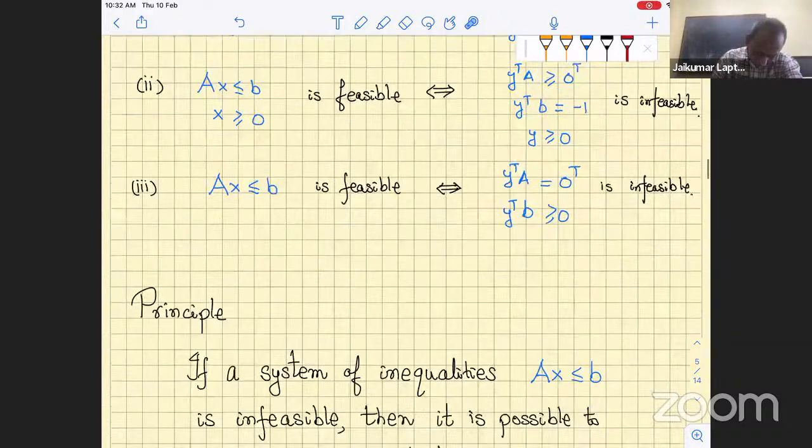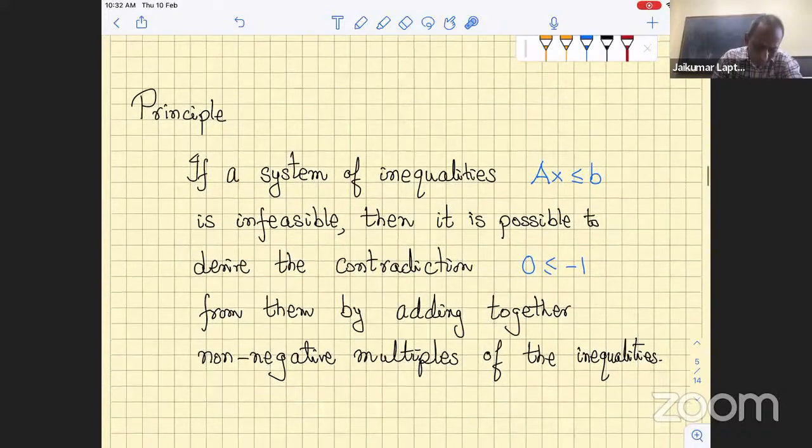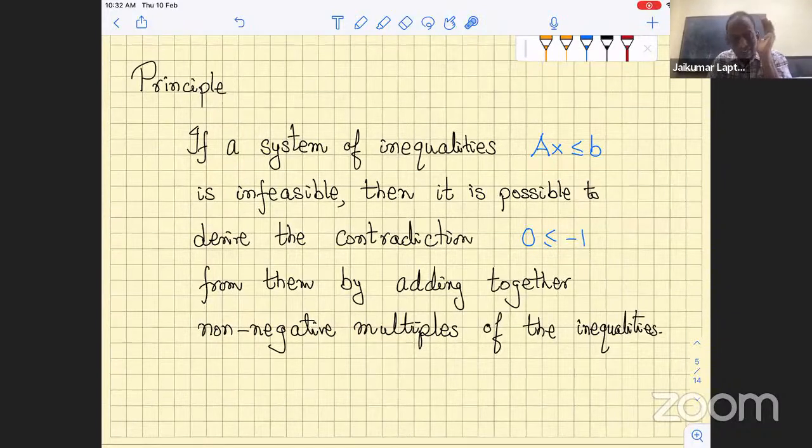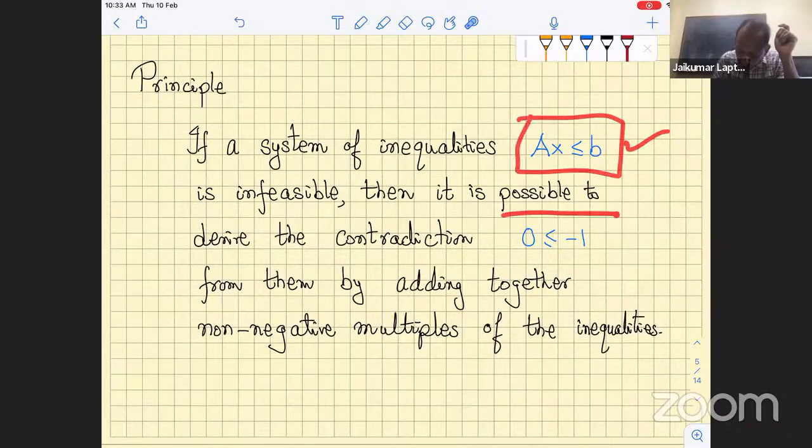So the general principle about inequalities is this. If a system of inequalities is not solvable, I mean, it is infeasible, then it is possible to derive a contradiction from them. Now, derive a contradiction in a special way. That is, just take these inequalities, multiply them by non-negative scalars, and add them up, and you should get this contradiction.